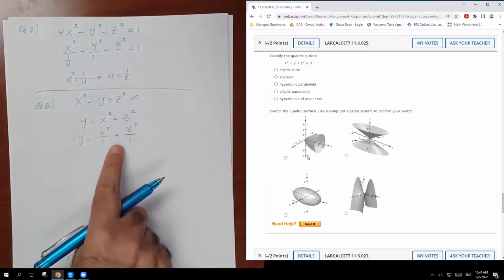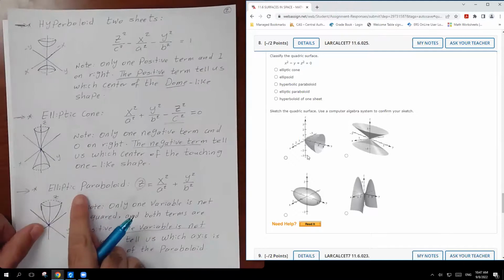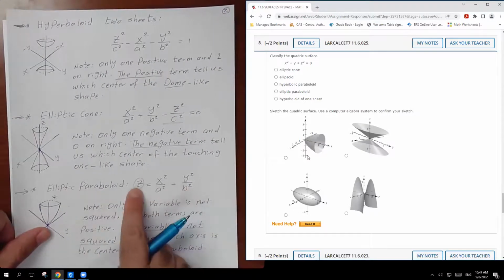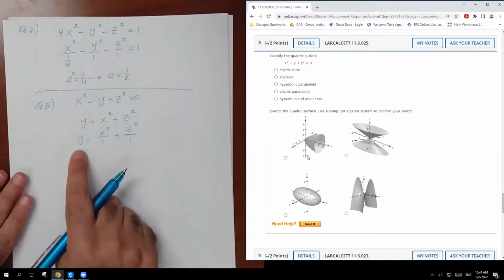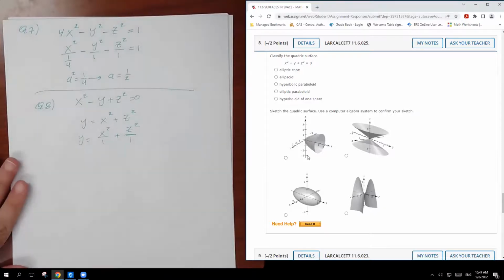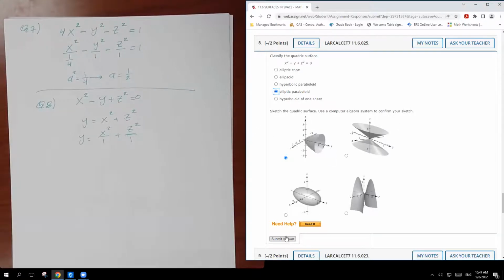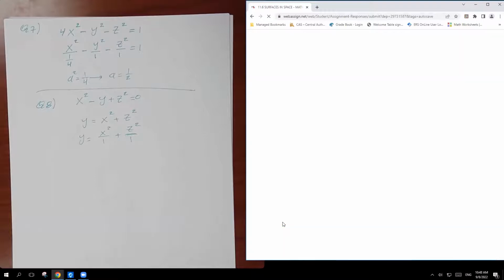This is only positive. That means it's elliptic. Positive 2 squared, and this one is unsquared. The variable that is not squared is y, and x and z are going to be the elliptic. So it's elliptic on the y coordinate. Here's elliptic. I have only this one on the y coordinate. So it's an elliptic paraboloid. Be careful, not an elliptic cone. It's an elliptic paraboloid along the y axis.